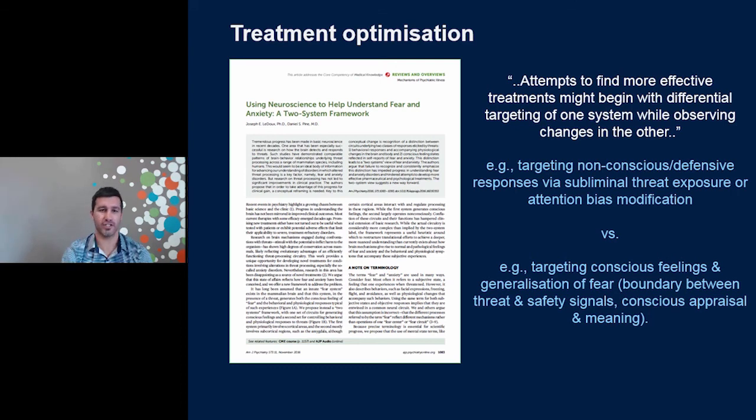LeDoux, in his work, has tried to give some suggestions about where this work might go. I like this idea that attempts to find more effective treatments for anxiety disorders might begin with differentially targeting one system while observing changes in another. I won't go through it in detail here, but he gives some suggestions in this paper, which is in the American Journal of Psychiatry. You could download and read about how that might work. But that is to separate our thinking about them and targeting them. And this might vary, of course, for different individuals. Okay.